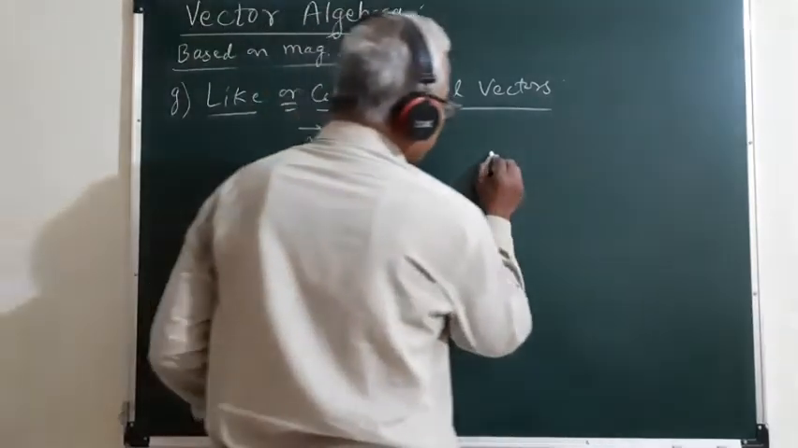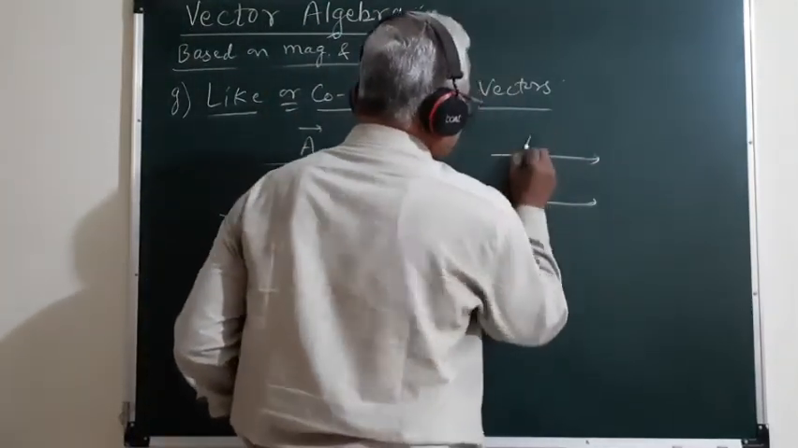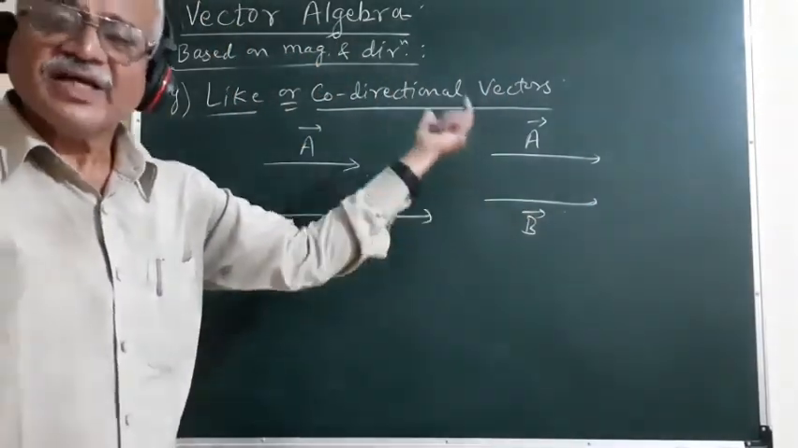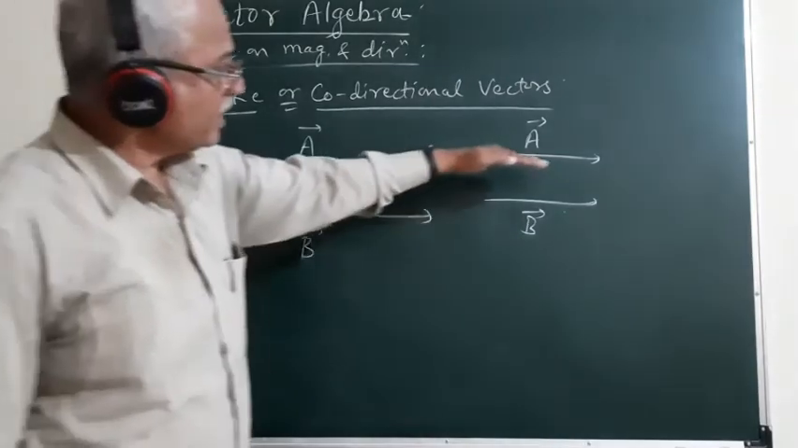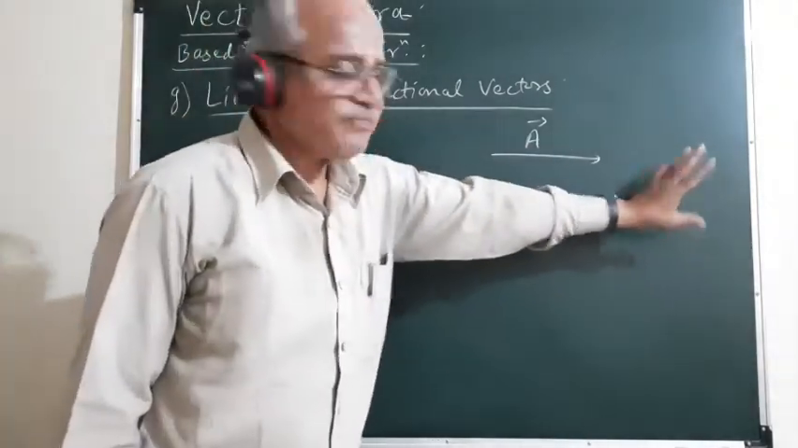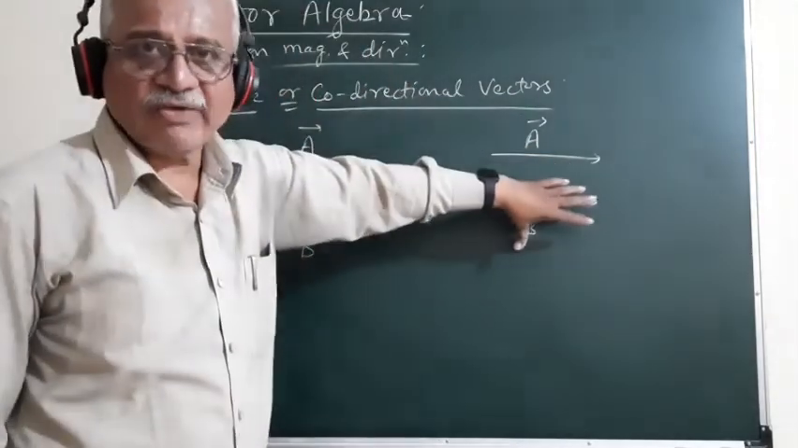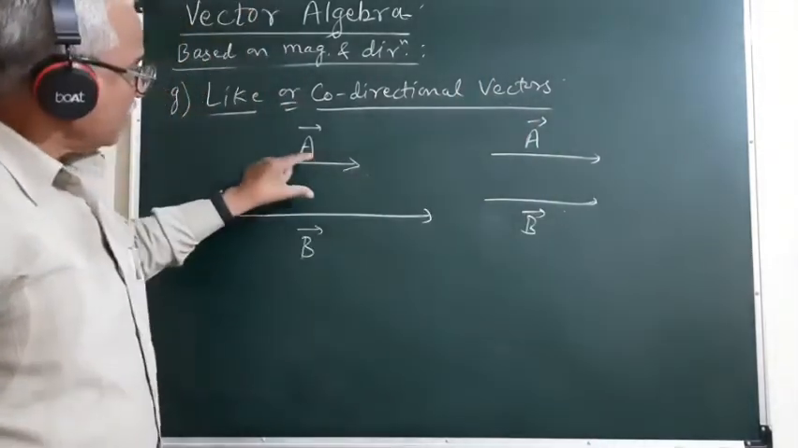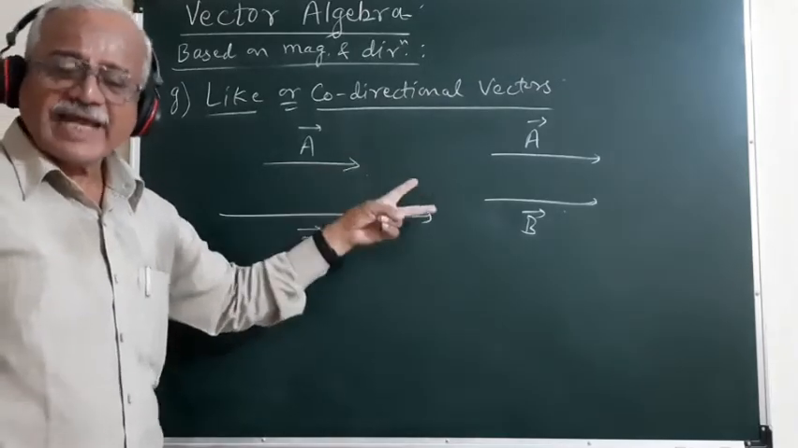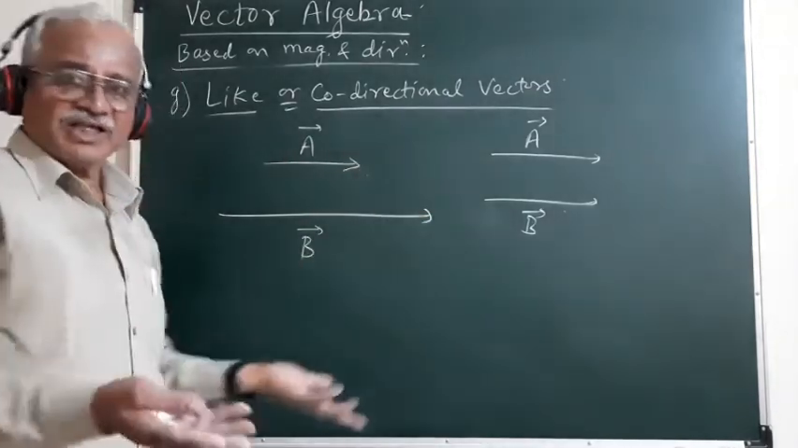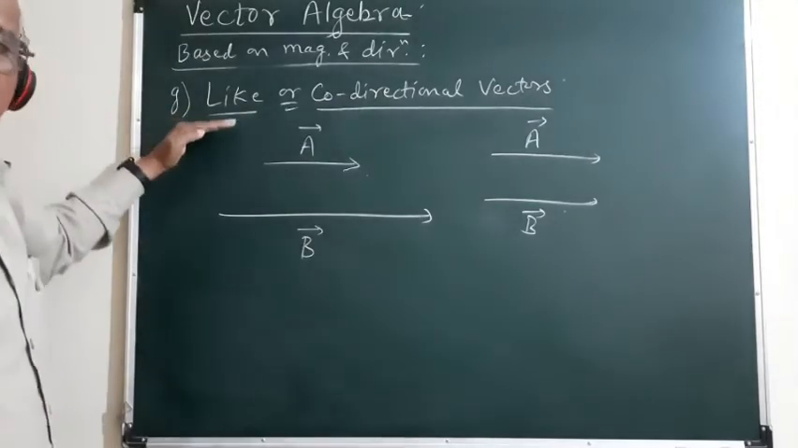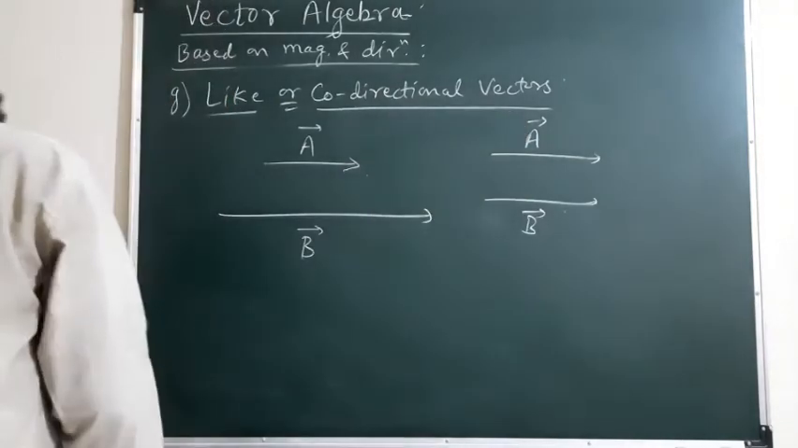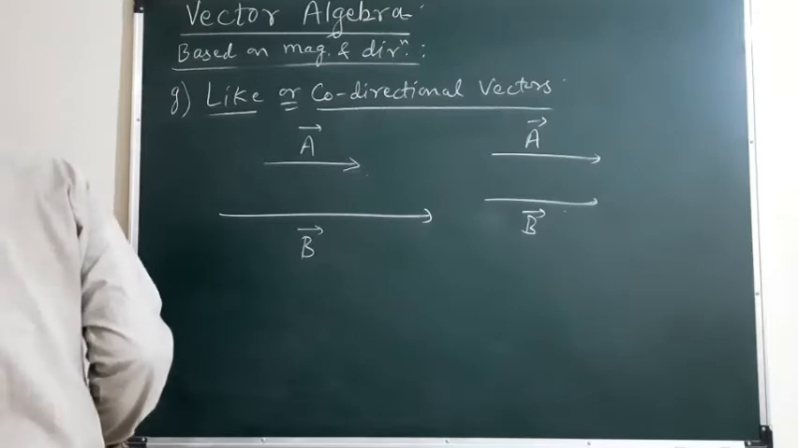If the magnitudes of these two vectors are exactly equal, then we have seen that such two vectors are called equal vectors, because here the directions of both the vectors are the same as well as their magnitudes are equal. And if the directions of the two vectors are the same but their magnitudes are different, such two vectors are said to be like vectors or co-directional vectors.